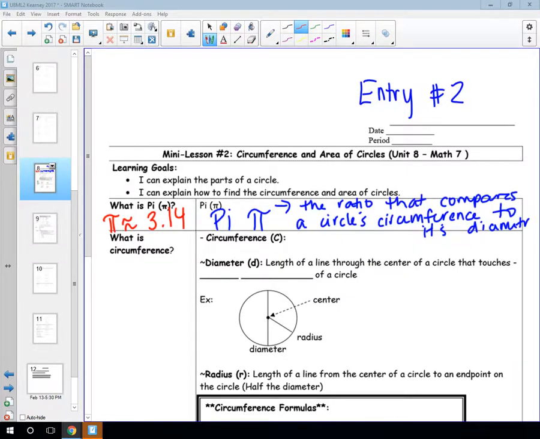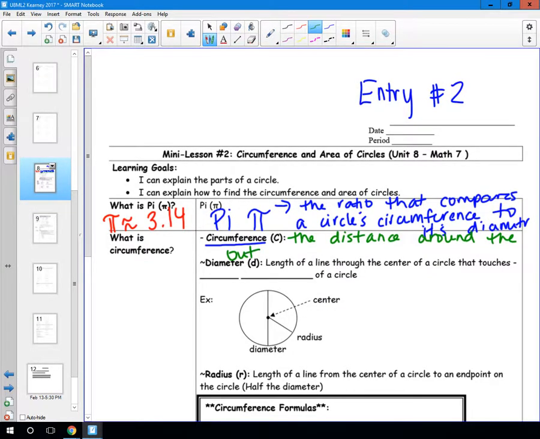So first of all, you keep hearing me say that really big word, circumference. Circumference, guys, is just a really fancy word for saying the perimeter of a circle. The circumference is the distance around the outside of a circle. Let me write in a different color. So the distance around the outside of a circle. So it's the perimeter around the outside. So anytime you're asked to find something about the outside of a circle, you're looking for a circle's circumference.